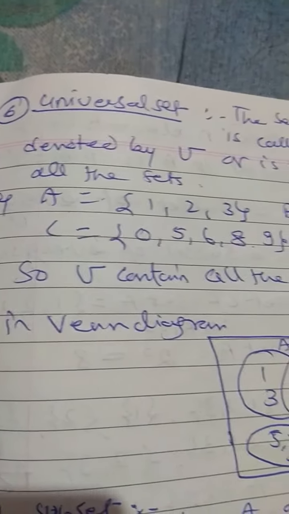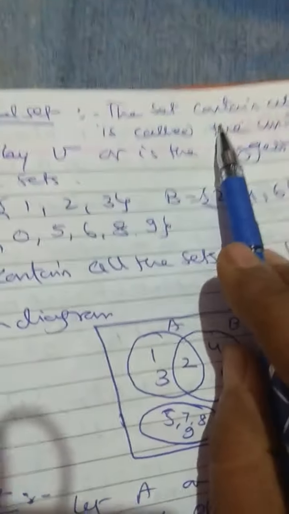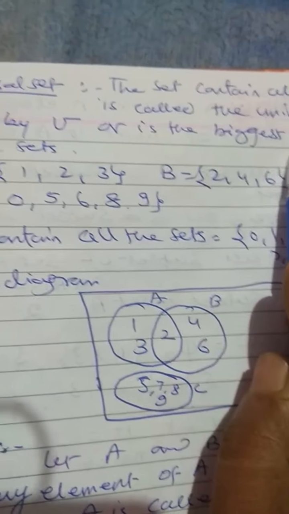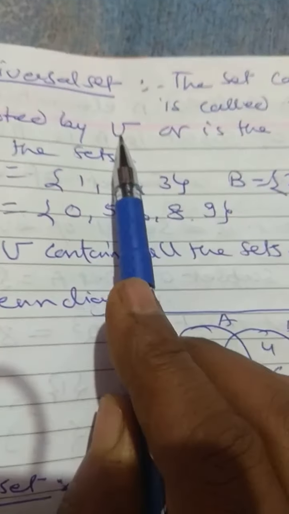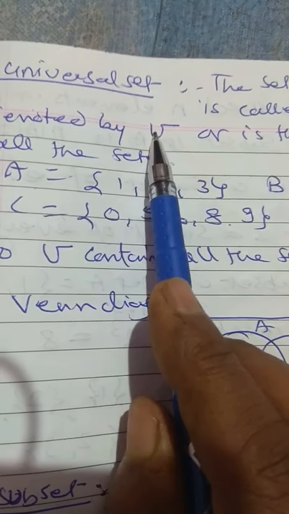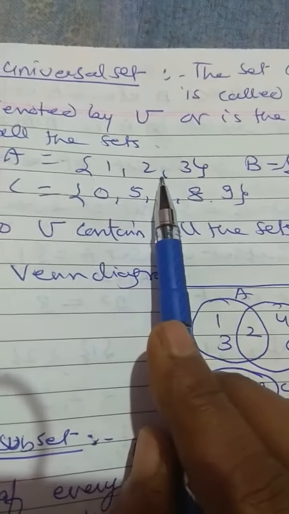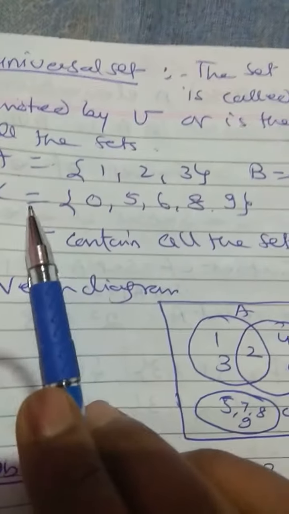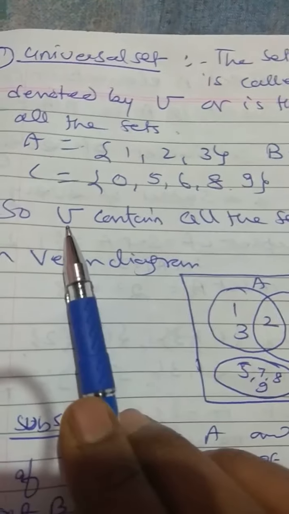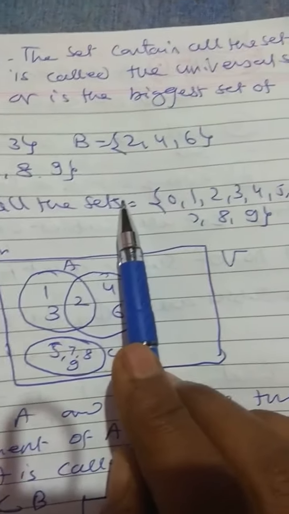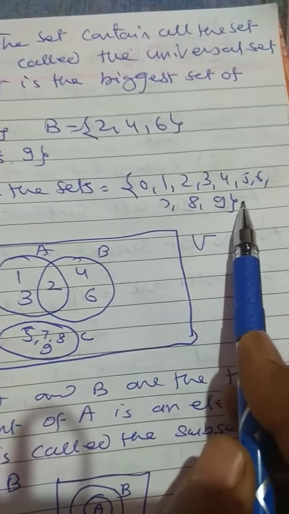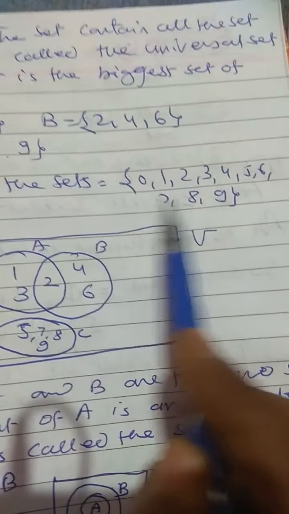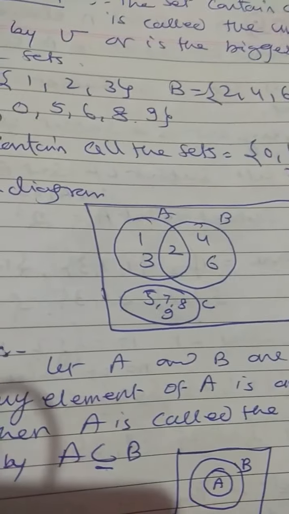Today we discuss the various types of sets. Universal set: the set that contains all the sets is called the universal set. It is the biggest set of all these sets, represented by U. If A = {1, 2, 3}, B = {2, 4, 6}, C = {0, 5, 6, 8, 9}, then U contains all the elements: 0, 1, 2, 3, 4, 5, 6, 7, 8, 9. That is a universal set, the biggest set which contains all these elements.